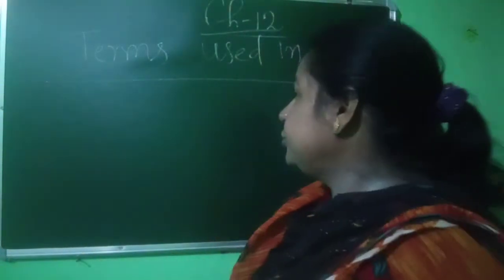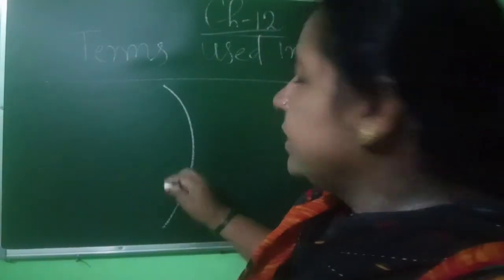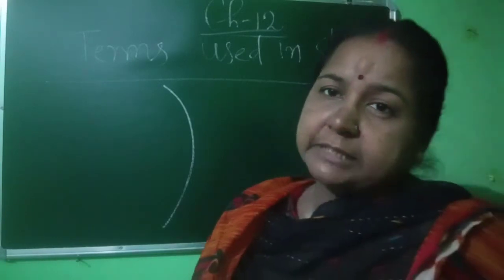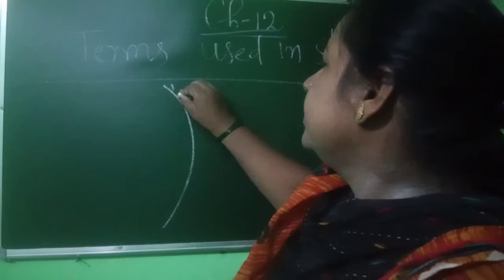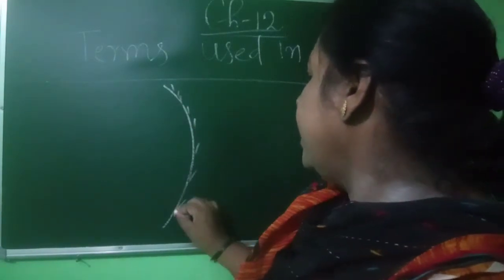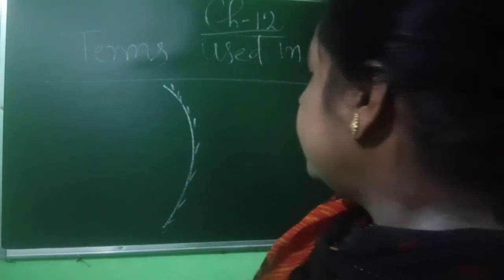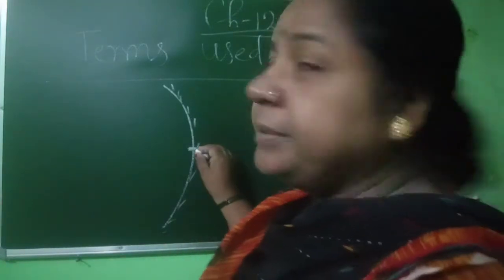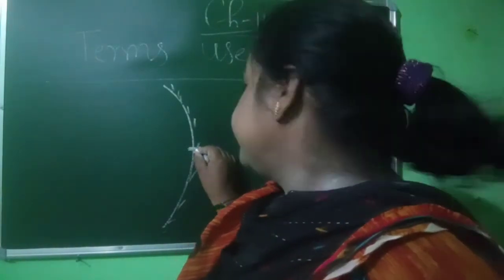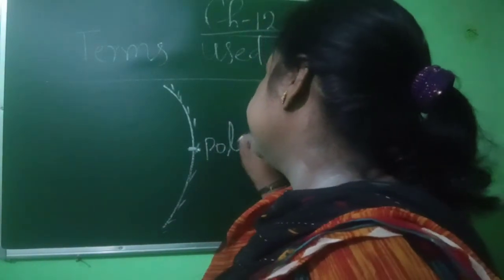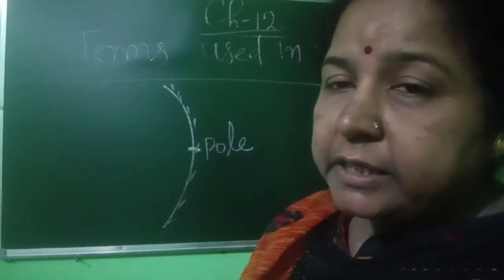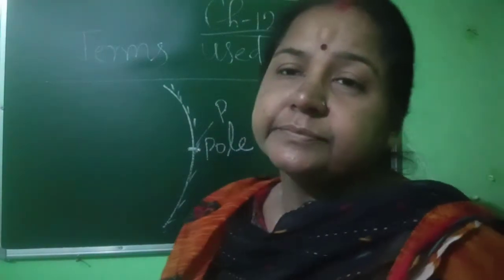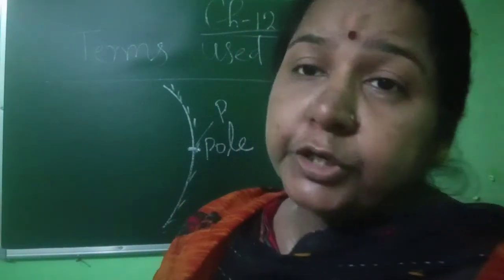Now, at first you see what type of mirror. It may be concave or convex. We have to read about the terms of the spherical mirror. Now this is the concave mirror. The midpoint of the mirror is called the pole. Understand? This is called the pole, and it is generally denoted by P. P means pole.